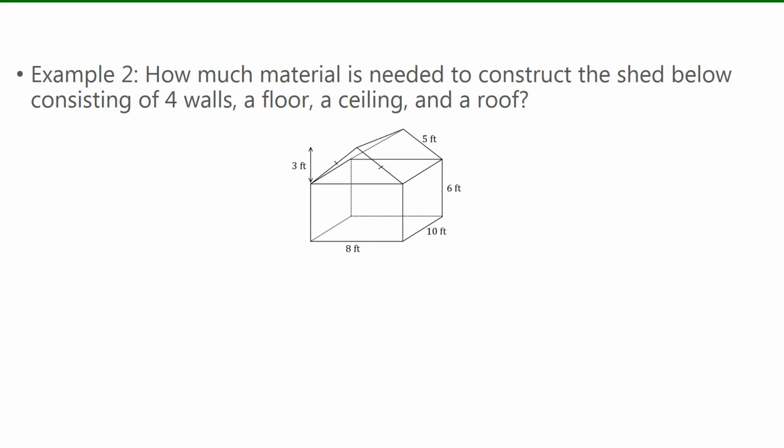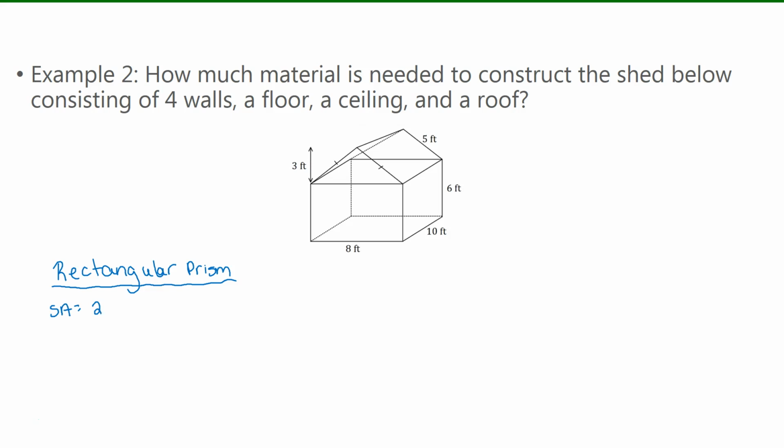Now for example 2, we have to determine how much material is needed to construct the shed below. It consists of 4 walls, a floor, a ceiling, and a roof. So many times in the shed, they may not have a ceiling to leave it open, but here we do. Starting with the rectangular prism, we'll do the front and back first.